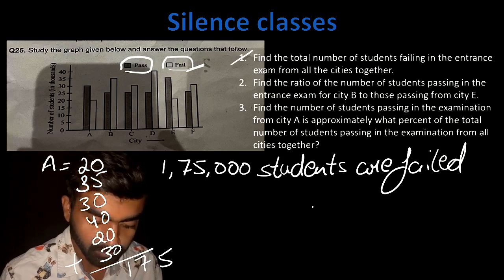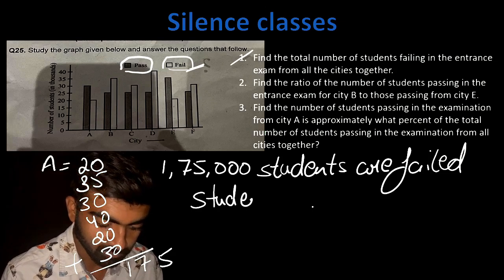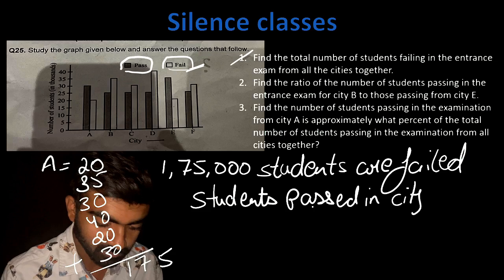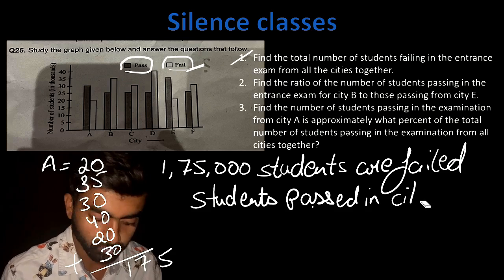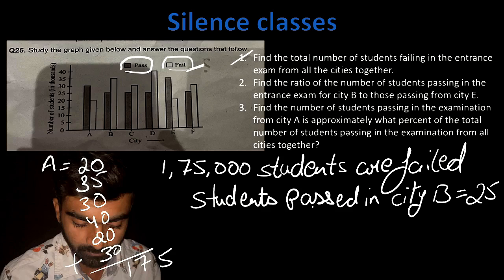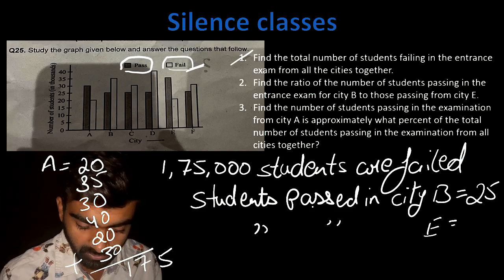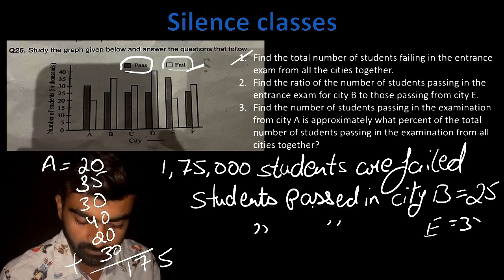So in city B, the students passed are 25. Students passed in city B is equal to 25. We will write it down like this. Or you can say 25,000 because it is given in thousands. And in city E, we will check, around 35.